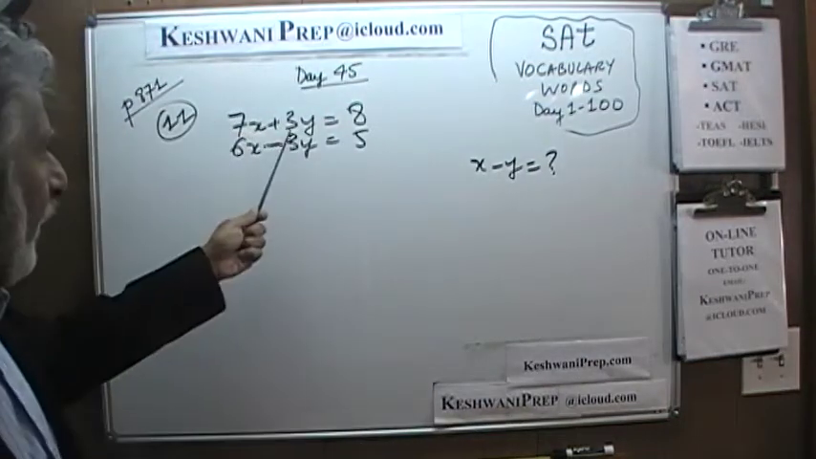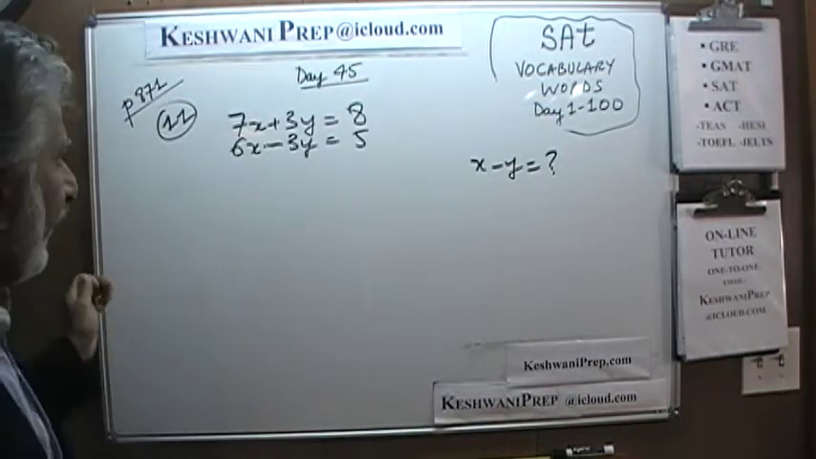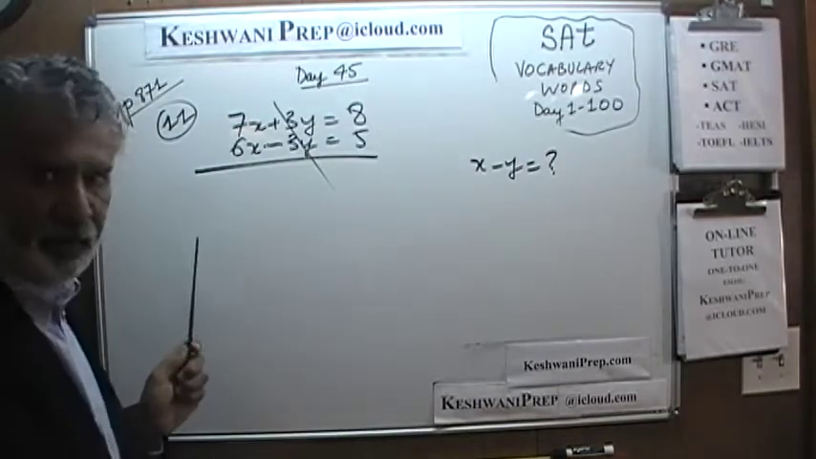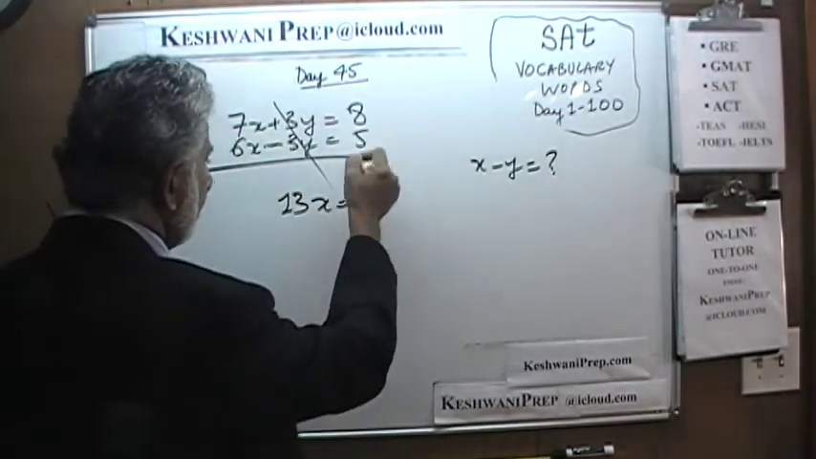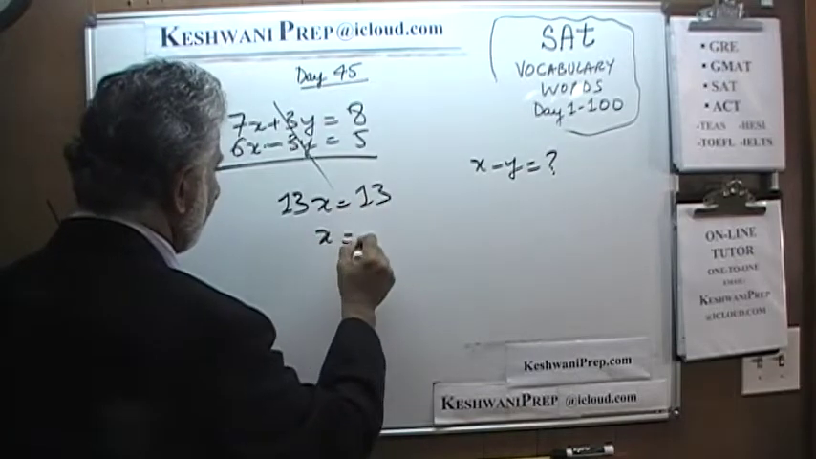Well, as you can see, we have a positive 3y and negative 3y. Why don't we simply add the two equations? We can get rid of the y immediately. We get 13x is equal to 13. X is equal to 1.